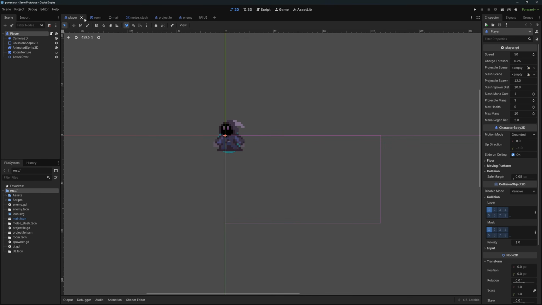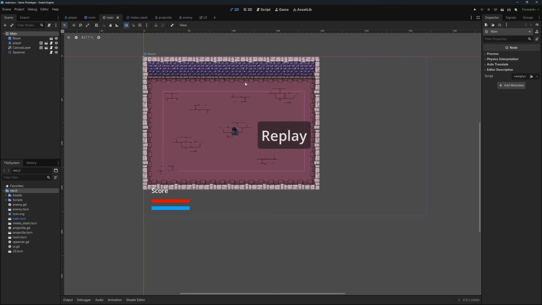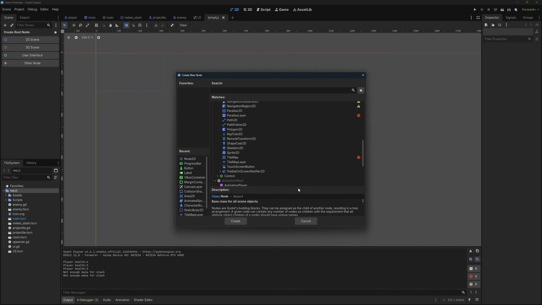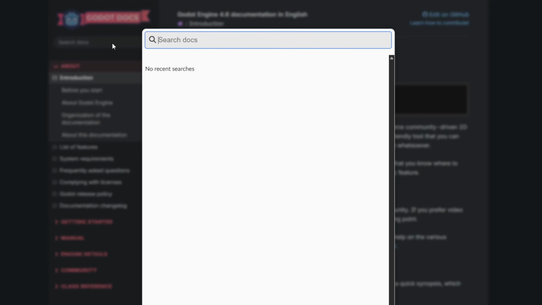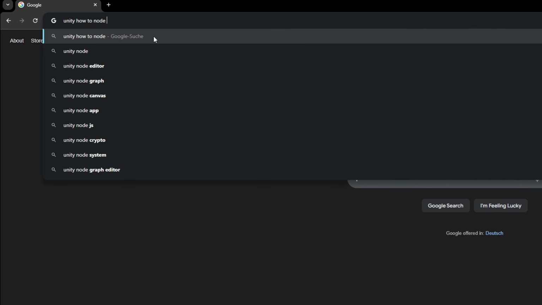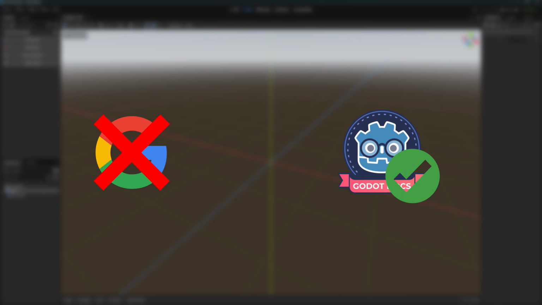The scripting wasn't the hard part, it was understanding the nodes and signals. Most of the time I didn't really know what node I needed, so I just tried things. Checked the documentation and slowly started understanding how everything connects. In Unity, I always had the option to look things up, but here I limited myself to just the documentation.